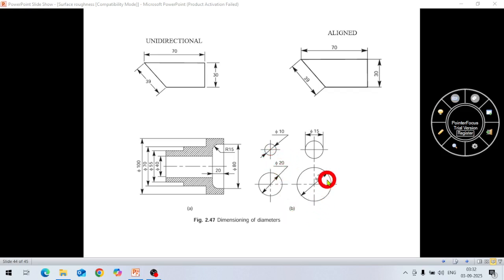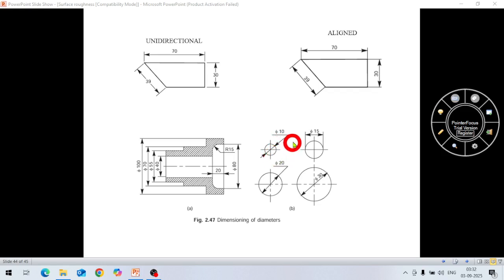So this diameter 30 is given here. This way also you can define it, with the arrow inside the circle, dia 30. And here also it is given outside this diameter. The dimension is given dia 15 like this, and here dia 10 is given. Arrows are on the outside of the circle. So if the size is small, then the arrows are on the outside.